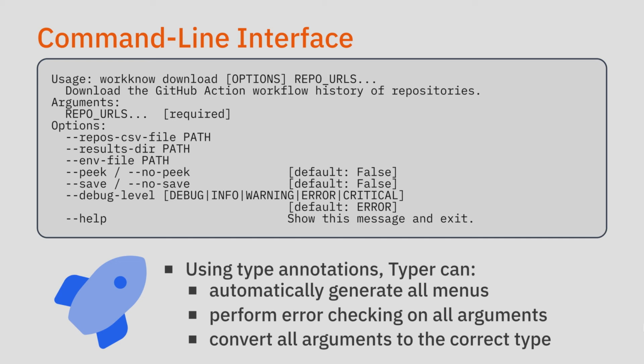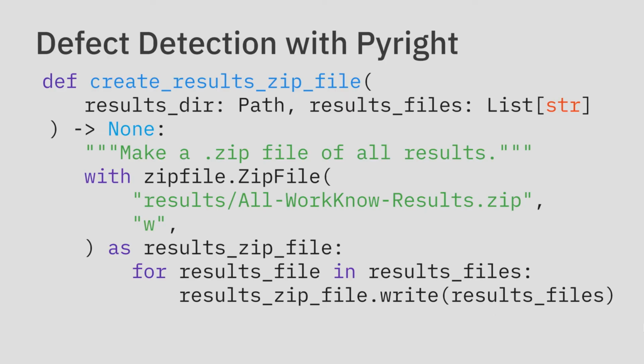Amazingly, Typer can also convert all of the strings that a person passes into the program on the command line into the correct type for the program. For instance, if the program accepts a string that points to a directory in which WorkNode should store its data, then Typer will convert that string to a pathlib Path object without any effort on the part of the programmer. That is fantastic! Now let's talk about how type annotations enable defect detection with tools like Pyright.